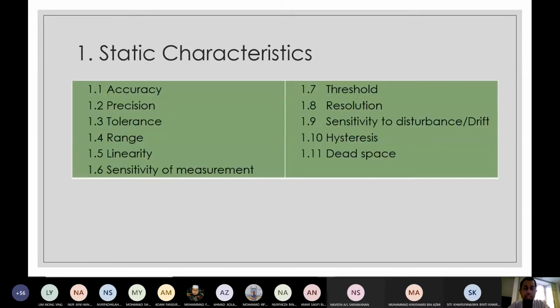So we are going to look at these 11 criteria of static characteristics. I know you have studied or have seen this all before, so this is more of a review. We are going to look at accuracy, precision, tolerance, range, linearity, sensitivity of measurement, threshold, resolution, sensitivity to disturbance, hysteresis, and dead space. Okay. Don't worry too much about memorizing everything. As long as you understand what the characteristics are all about, then I believe you can apply common sense and logic to determine the characteristics.